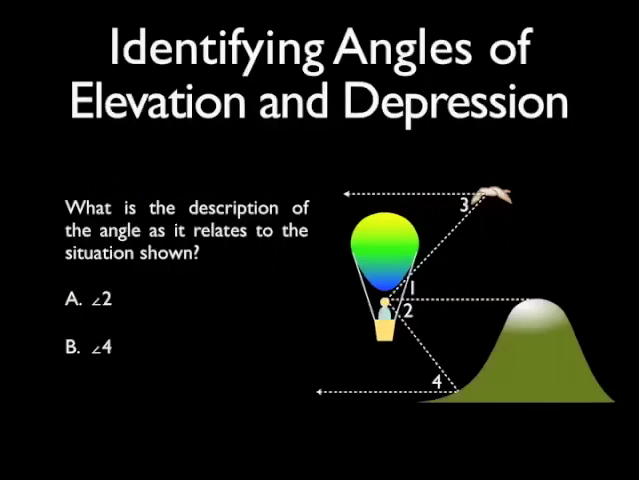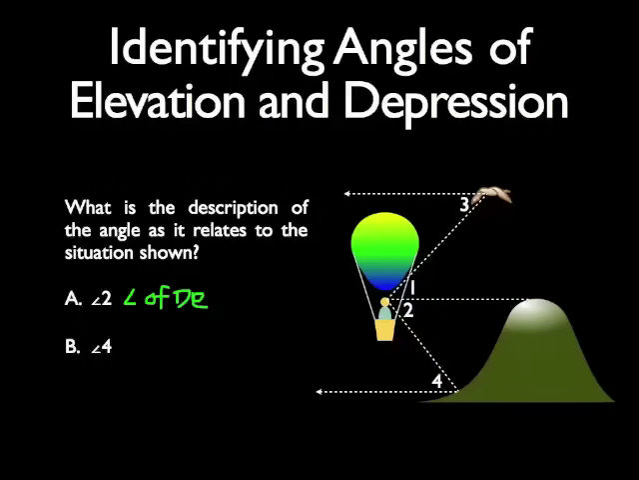So let's quickly identify some angles of elevation and depression. What is the description of the angle as it relates to the image? Angle 2, you will notice the horizontal line is from the person in the balloon to the top of the mountain, and the person is looking down at the base of the mountain.